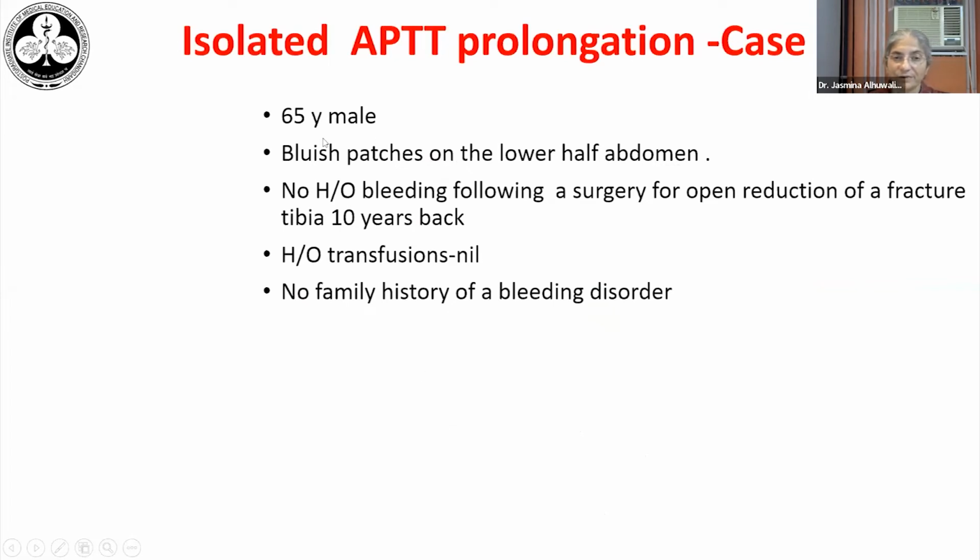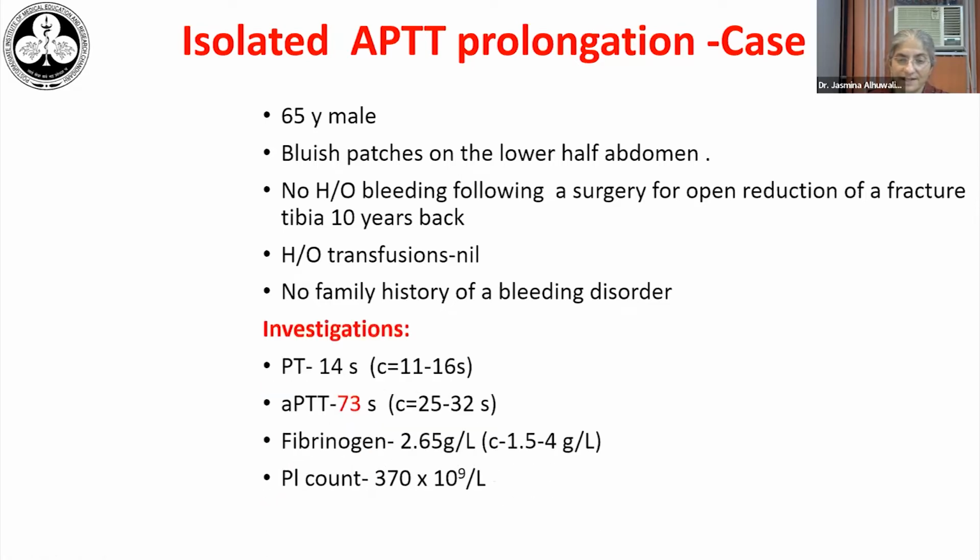Now, this is a 65-year-old male who presented with bluish patches on the lower half of the abdomen. He had no history of bleeding following a surgery for an open reduction of a fracture of the tibia 10 years back. So it didn't look like an inherited factor deficiency. There was no history of previous blood transfusions or a family history of a bleeding disorder. So this looked like a late onset bleeding disorder of sudden onset and somewhat spontaneous. So investigations in him also revealed a prolonged APTT.